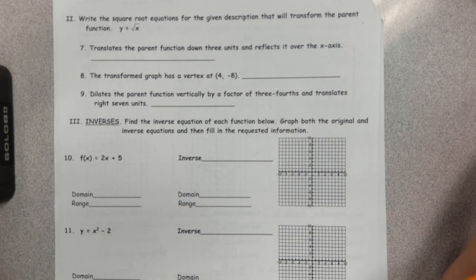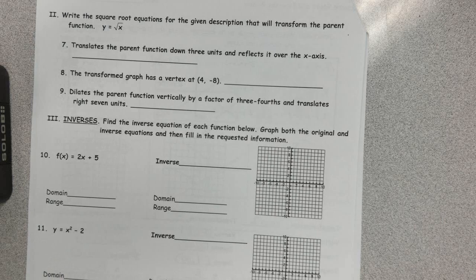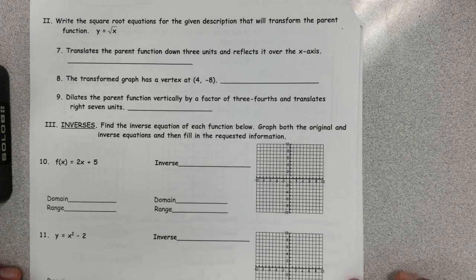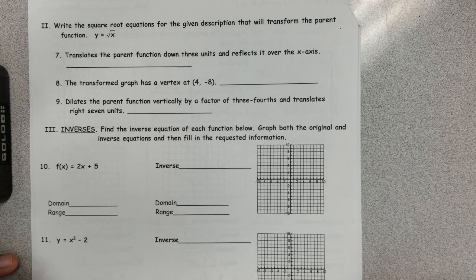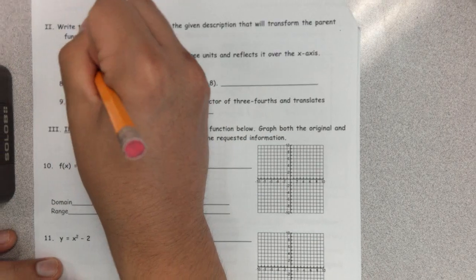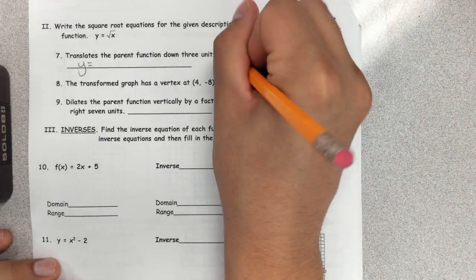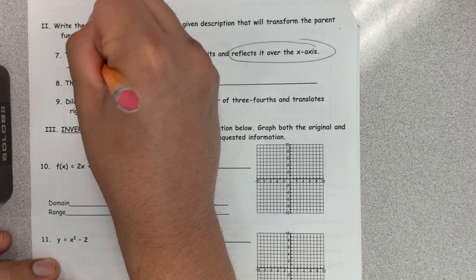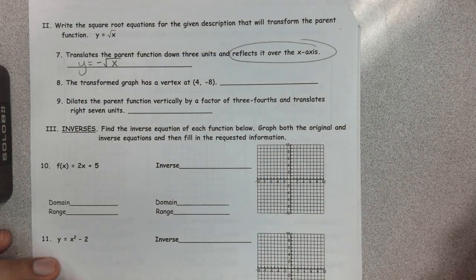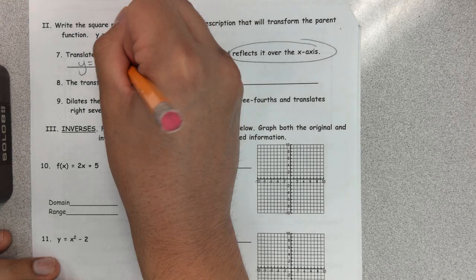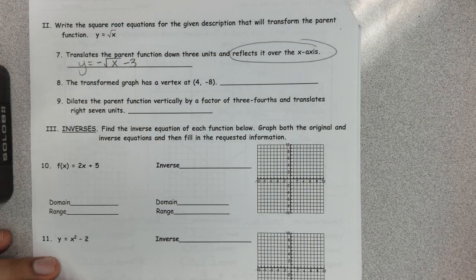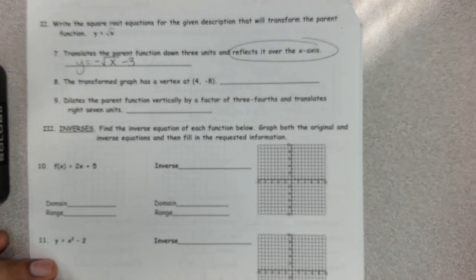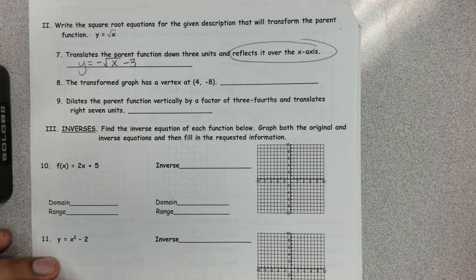Alright, so on this page we're given the description, we have to write the equation for that description. So on 7 it says translates the parent function down 3 reflects over the x. So y equals, this reflection means we need a negative in the front. Down 3 means we need minus 3 on the outside. So negative square root of x minus 3.